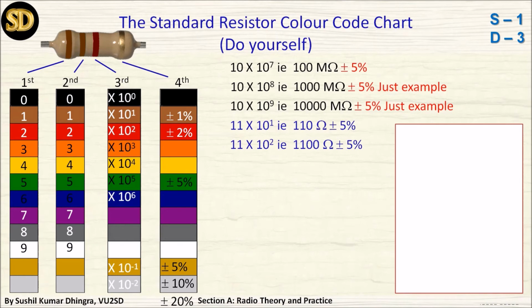Next, the second ring also changed to red, others no change. Got the answer? Good. The answer is 12 into 10 raised to the power 2, that is 1200 ohm plus or minus 5%.